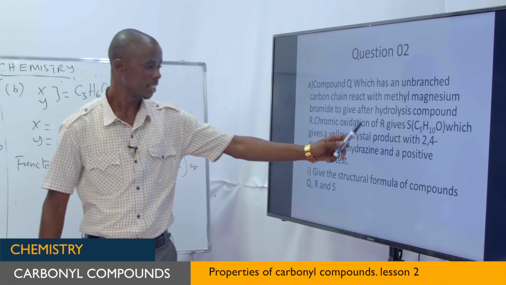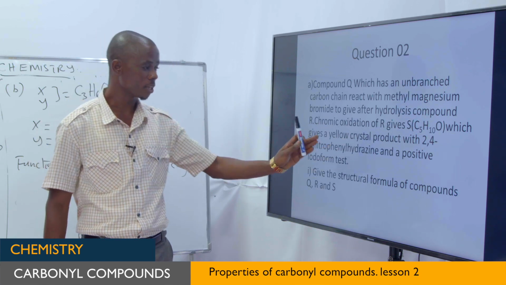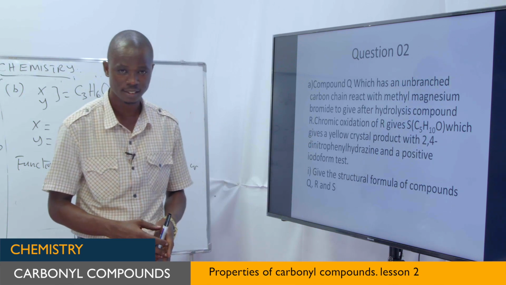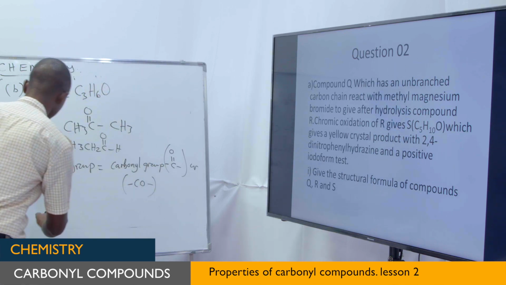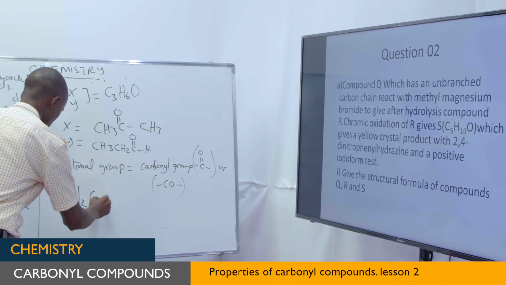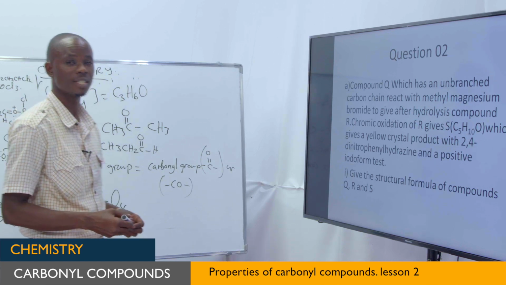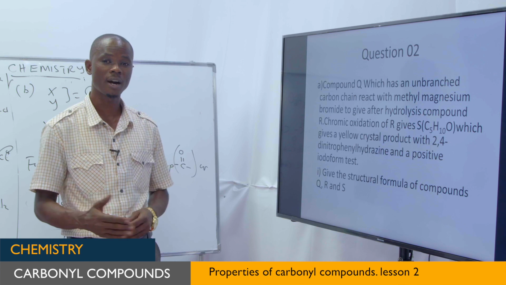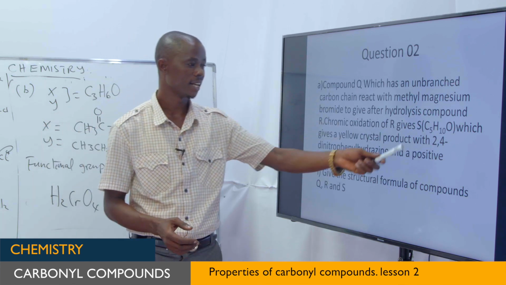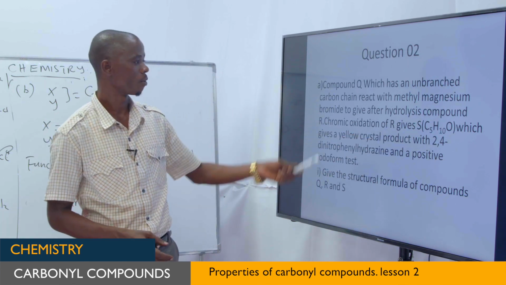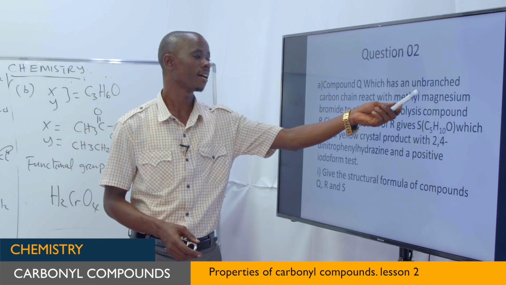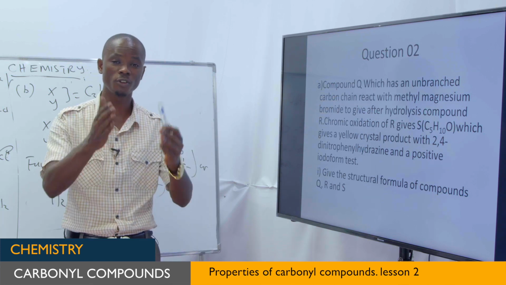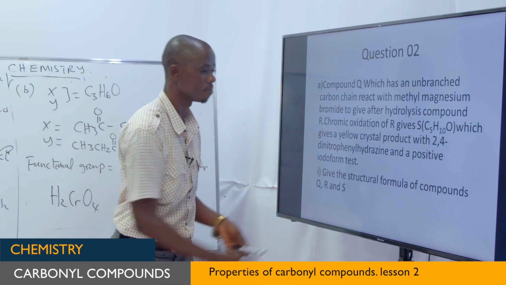And chromic oxidation of R. When we talk about chromic oxidation, we are talking about oxidation by chromic acid. This is chromic acid. That is a mild oxidation. So that alcohol is oxidized, but there is a difference in the number of carbon atoms between Q and S, because Q will get another carbon from the methyl group of the Grignard reagent. So that means this Q will have 4 carbon atoms.